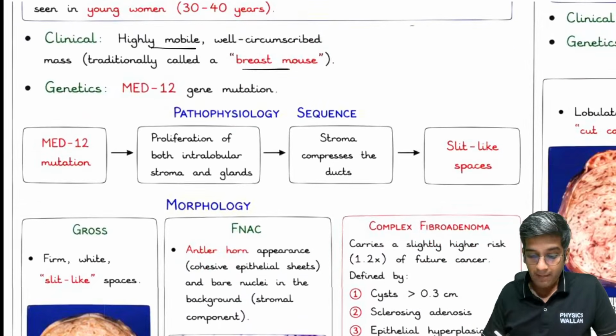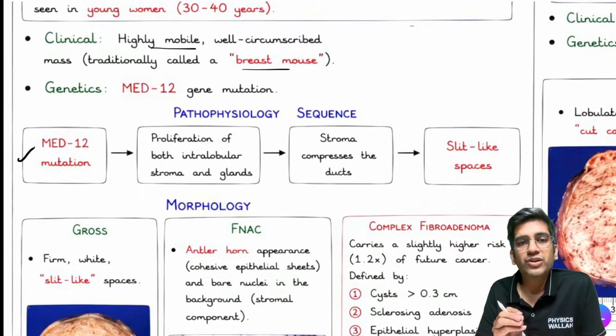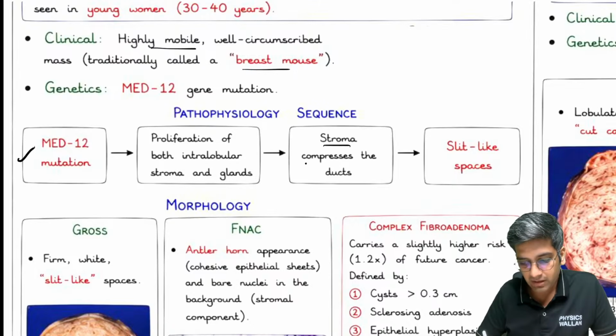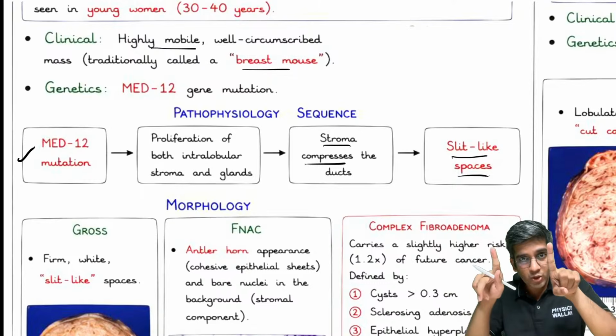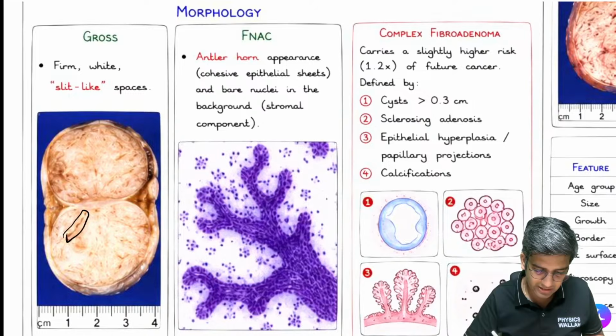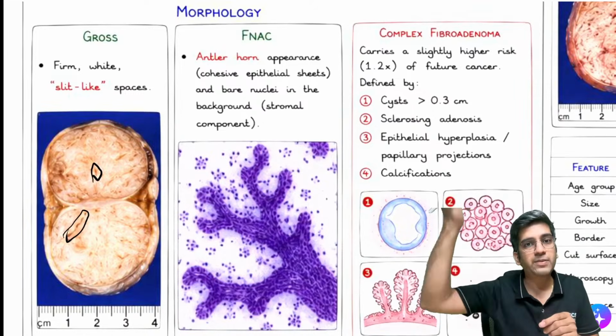That's all, right? MED12 mutation is a new mutation which is seen in leiomyoma of the uterus, phyllodes, as well as in fibroadenoma. Because of MED12, there's a proliferation of both intralobular glands as well as stroma. The stroma will compress the duct. Since the ducts are softer than the stroma, the duct gets closed into a slit-like space. That's what we see in the gross as well. You see slit-like spaces.